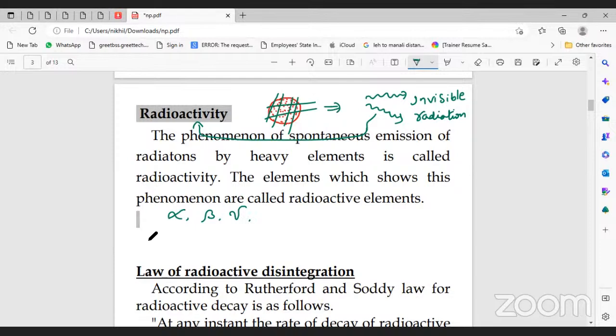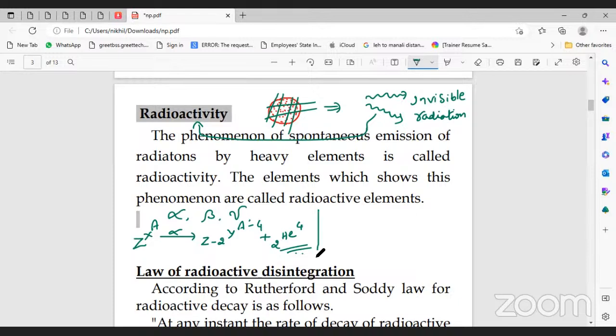Suppose you consider a heavy nuclei, let us say ZXA. If this is emitting alpha, please remember the atomic number will decrease by 2 and the mass number will decrease by 4. So the resulting extra nuclei we are getting is a helium nuclei, that is 2He4. So whenever the heavy nuclei emits alpha radiation, the mass number will decrease by 4 and the atomic number will decrease by 2.